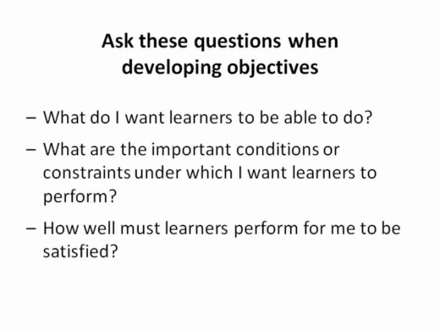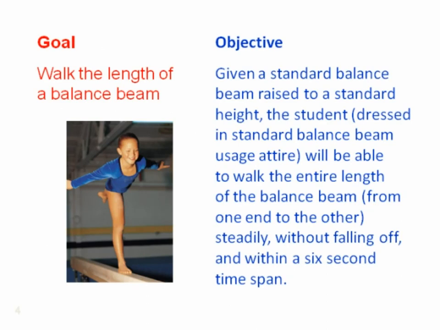Then, what are the conditions or constraints under which the student actually does the performance? What are the holdbacks? What are the givens? What can they use? What can't they use? And then that last point, and how well does the student actually have to do that performance in order for you to say, my students got it, or they understand it, or they were able to do it? And that deals then with your criterion or your degree. Okay, so here's our goal.